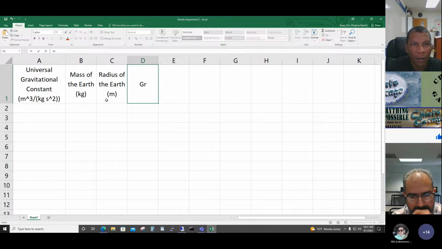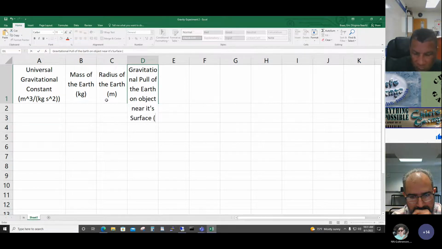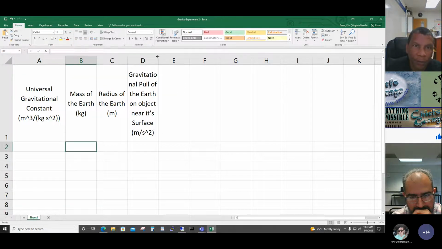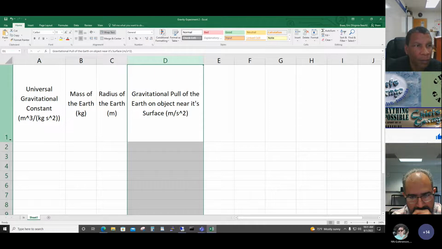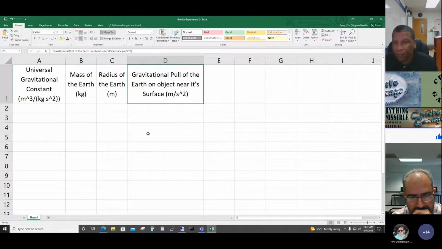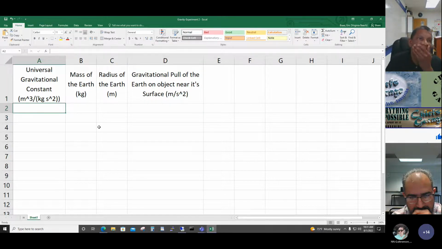The gravitational pull near its surface, so this is going to be in meters per second squared. Right? So now we're just going to do that calculation.